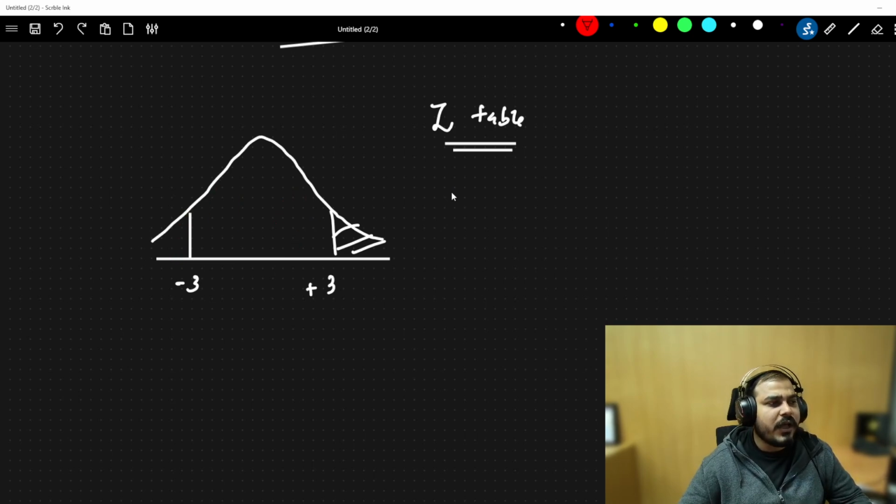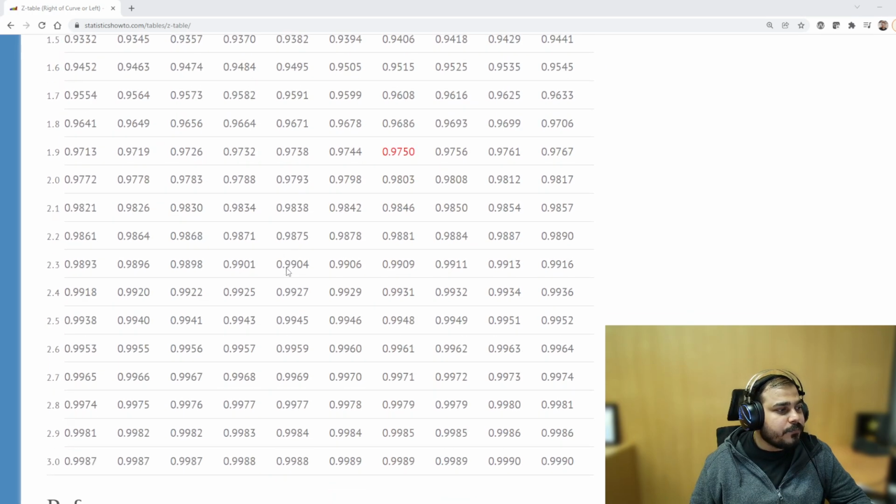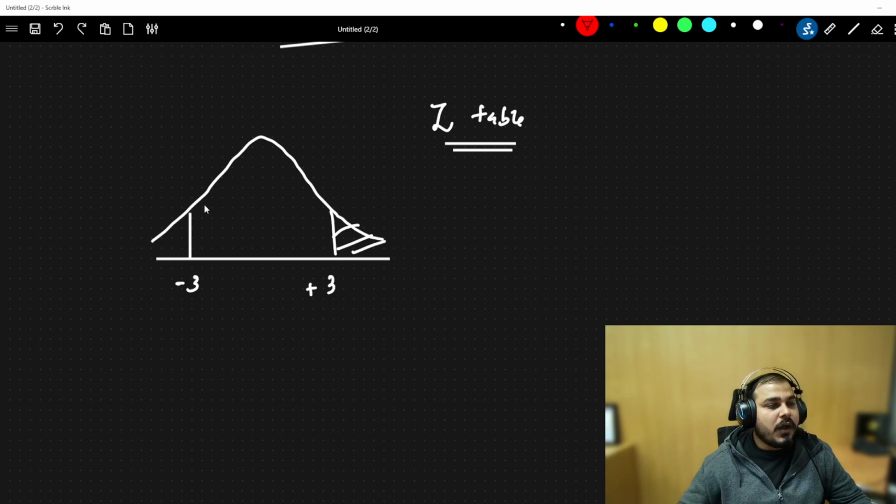So let's see this. I'm going to go to my Z table. Now with respect to this Z table, I will see where 3 falls. So here you can see 3 is falling over here and I've got 3.0. So this is my value 0.9987. So with respect to this, my area is nothing but 0.9987. This is the area under the curve.